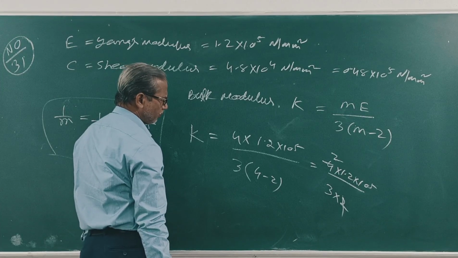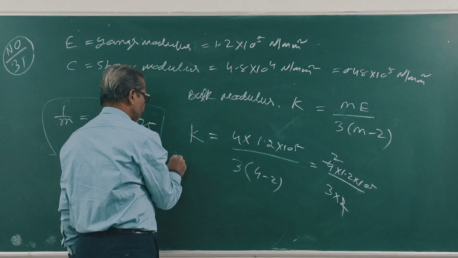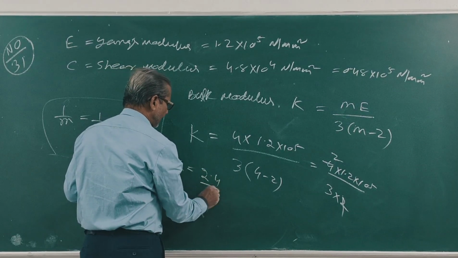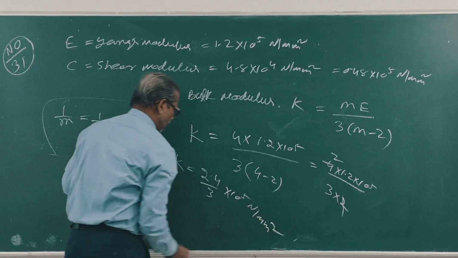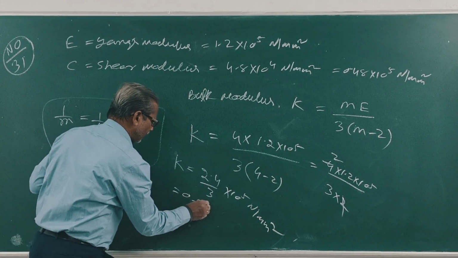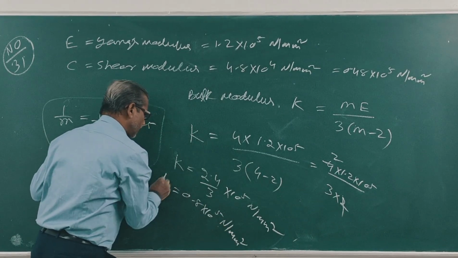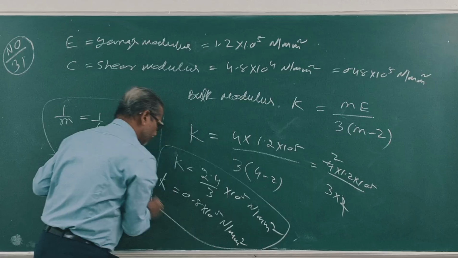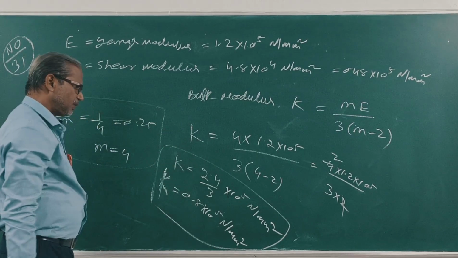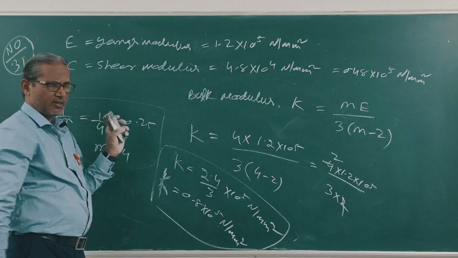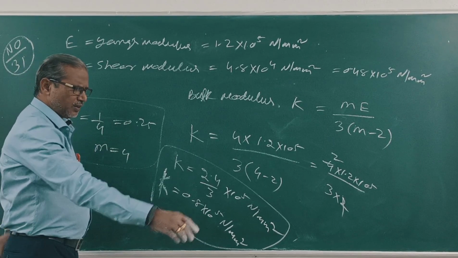2.4 by 3. So K is equal to 2.4 by 3 into 10 to 5 Newton per mm square. This answer, or 0.8 into 10 to 5 Newton per mm square. K is equal to, this is bulk modulus K. Right? This is question number 31. One question out of 32. Clear? Now question number 32.